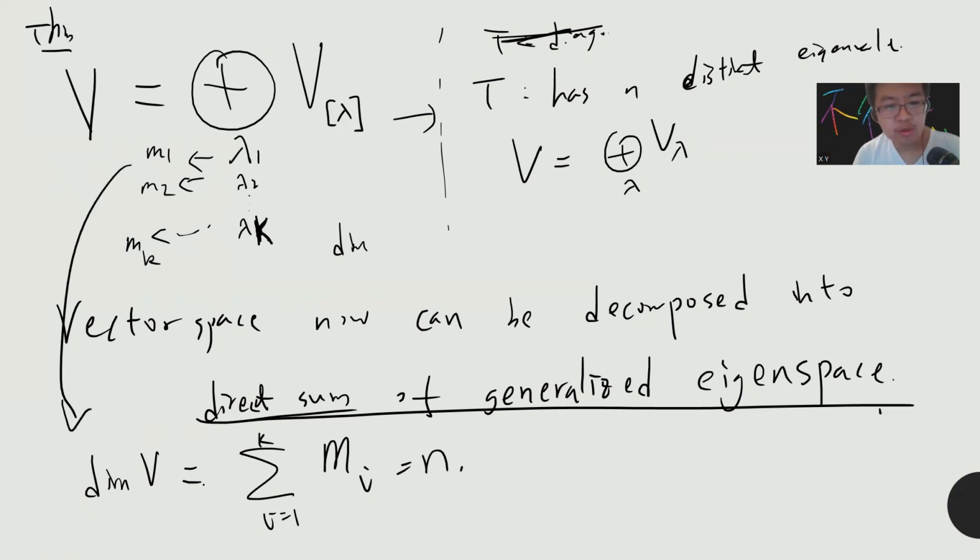So this proof is trivial, right? But you need to prove the dimension of V lambda is m1. Maybe you need to spend time to prove it, but it's not difficult. So in this video, let me just do this. Suppose the previous statement is true, so suppose the vector space can be decomposed into the direct sum of generalized eigenspaces. The previous is true.